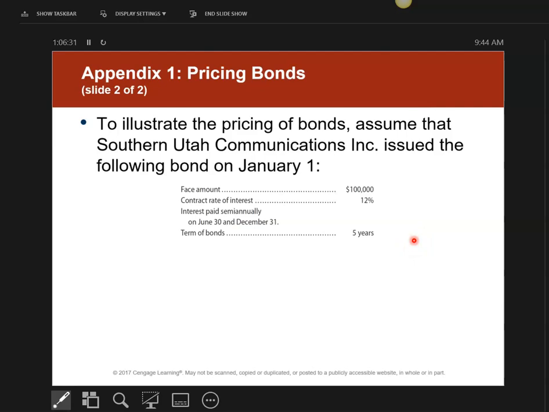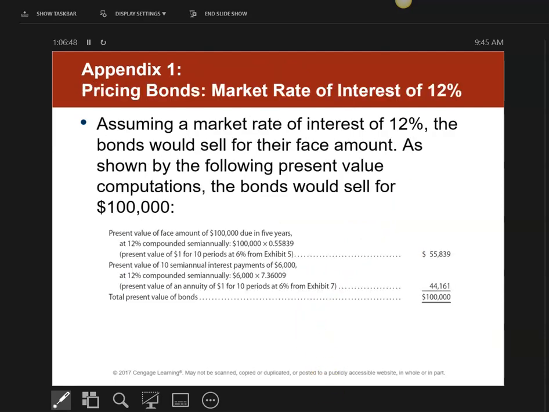Okay, and if I believe correctly, my market rate on this is going to be 12%. So contract rate equals market rate. When they equal, my selling price is $100,000. So here's what we're going to do. I'm going to show you this calculation on the next slide, and then we're going to go back to the tables that I showed you, okay?